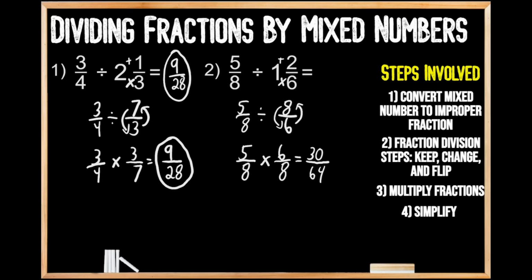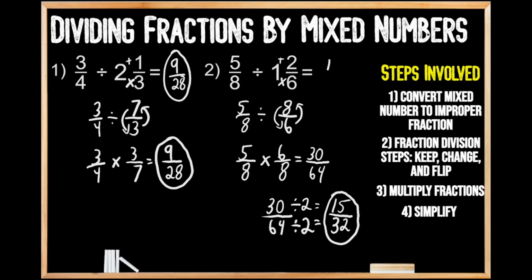Now we're going to move on to our last step, where we're going to simplify this fraction. In this case, both 30 and 64 are multiples of 2, so we're going to divide both our denominator and our numerator by 2 in order to simplify this fraction. When we divide 64 by 2, we get 32, and when we divide 30 by 2, we get 15, for 15/32. So when we divide 5/8 by the mixed number of 1 and 2/6, we get the answer of 15/32.